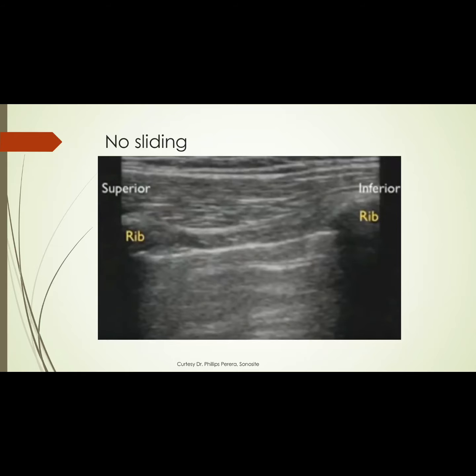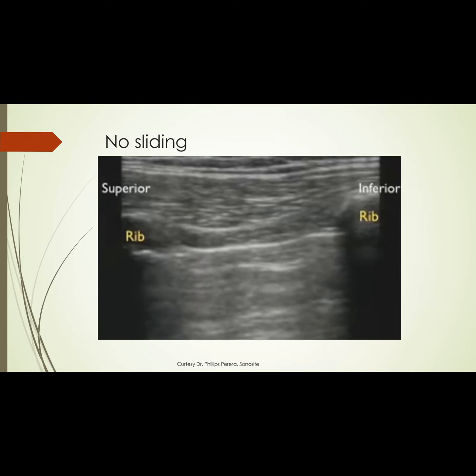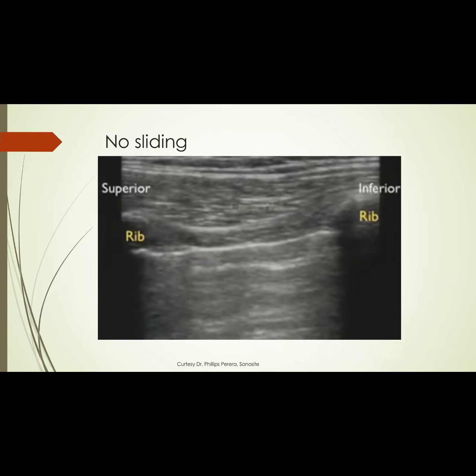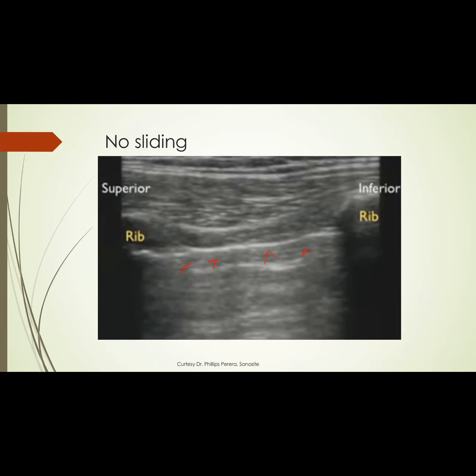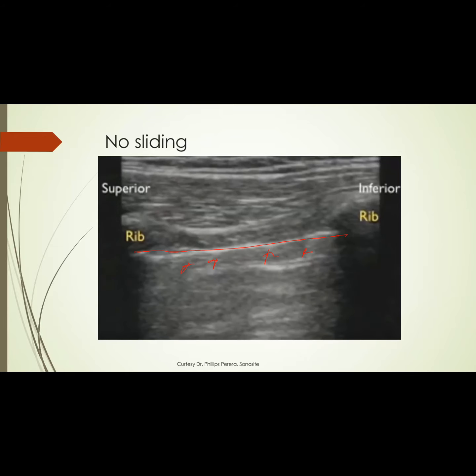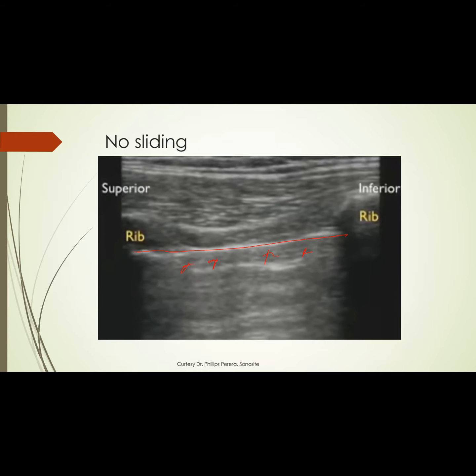And here is an example of no sliding. You can see the chest wall moving. You can see movement of the intercostal muscles, but there's no sliding here with the pleura. This line here is pleura. You can see it's not moving at all. So this doesn't necessarily rule in a pneumothorax. Different things can be causing it. Just a couple off the top of my head. Right mainstem intubation, if you're looking at the left side of the chest and it's not moving due to the right mainstem. COPD with bleb, pleurodesis, etc.